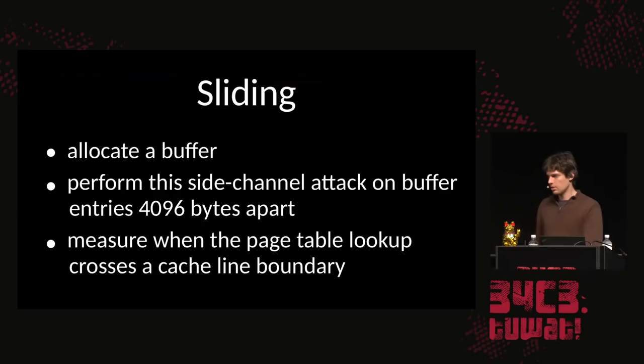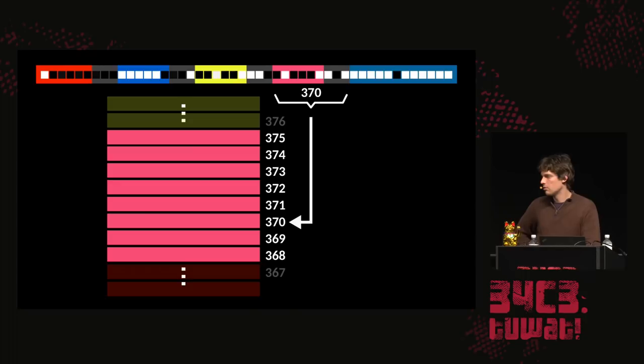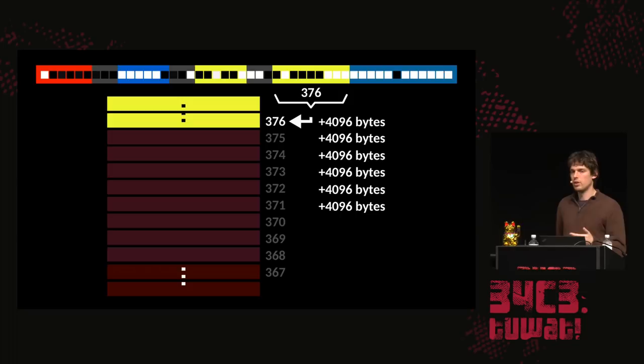However, there's kind of a trick. We have a technique called sliding, where we allocate a large enough buffer, and then we just probe pages one after another. So we just try the next page, try the next page, try the next page. So it looks a bit like this. For the last level page table, we just try the next page, the next page, and then when it switches, we know, okay, this was a cache line boundary. So for the next page, we know that the lowest bits of this entry are all 0 because it just went over the boundary.